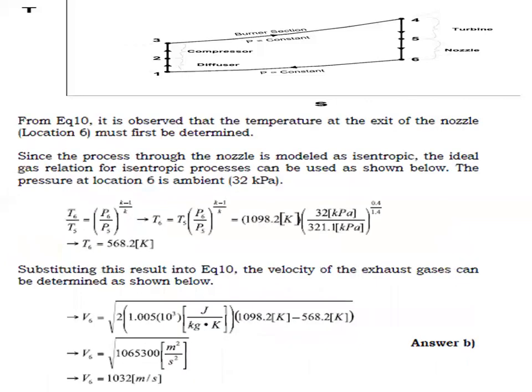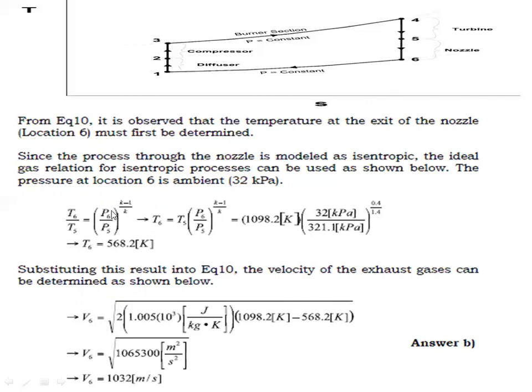So here we need to know the T6 value, because in the previous slide we calculated T5, and now T6 needs to be calculated. To calculate T6, we are going to apply the ideal gas equation for an isentropic process. That can be written as T6 by T5 is equal to (P6 by P3).